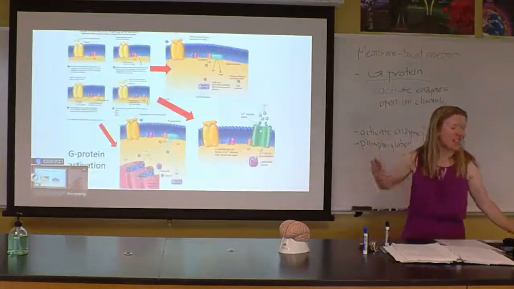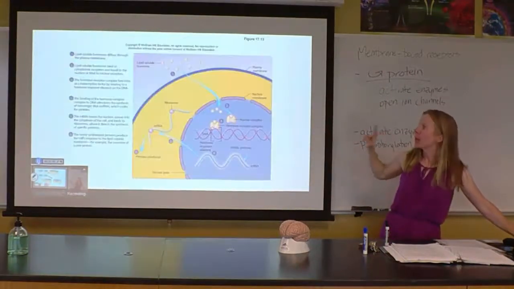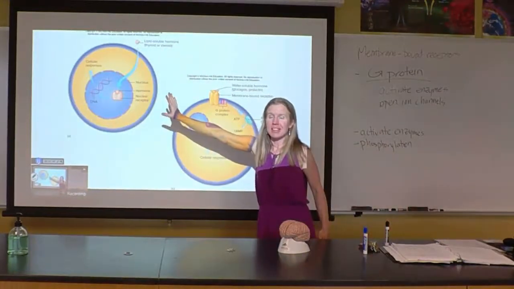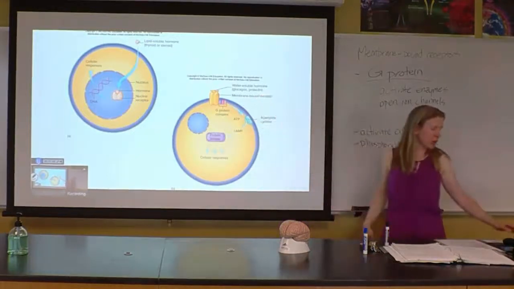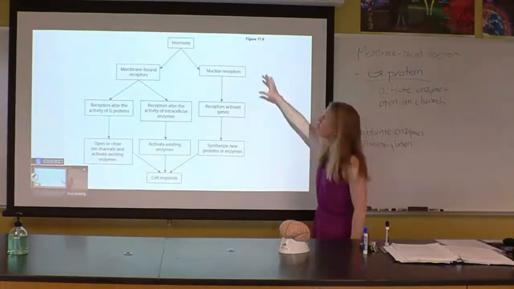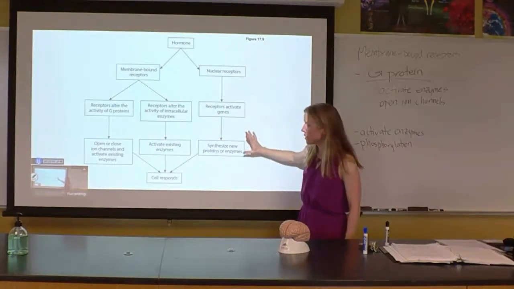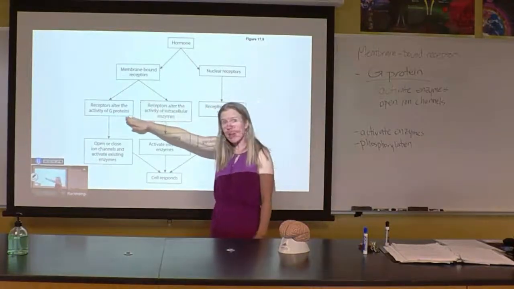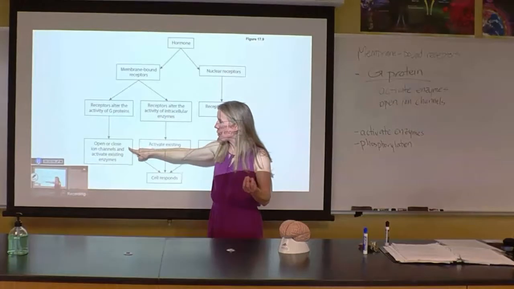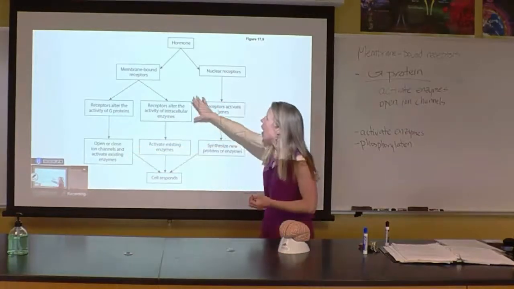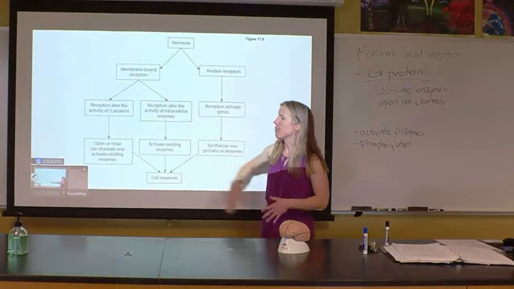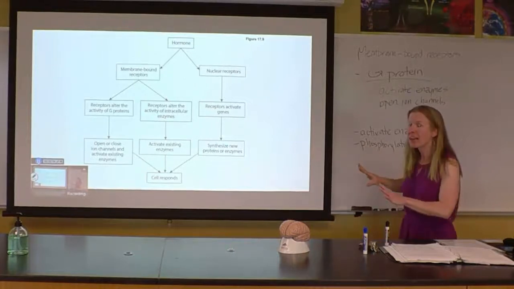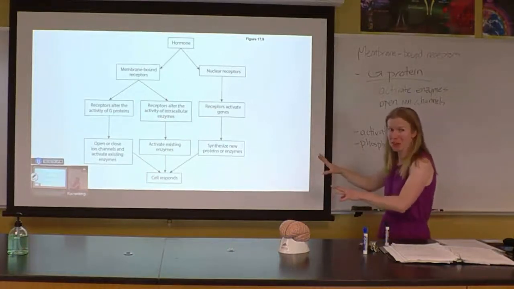Okay, so this gets a little crazy, right? But if you take it back to nuclear receptors versus membrane-bound receptors, let's look at what we got here. Nuclear receptors activate genes, synthesize proteins, that's the cell's response. Here's our membrane-bound receptors. Some of them alter G proteins that can open or close ion channels and activate enzymes. Other receptors might activate enzymes and phosphorylate. This is what you really want to know.